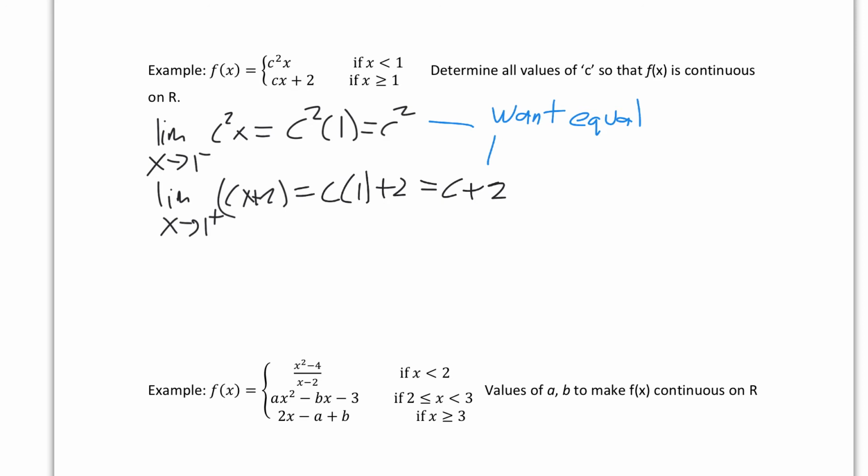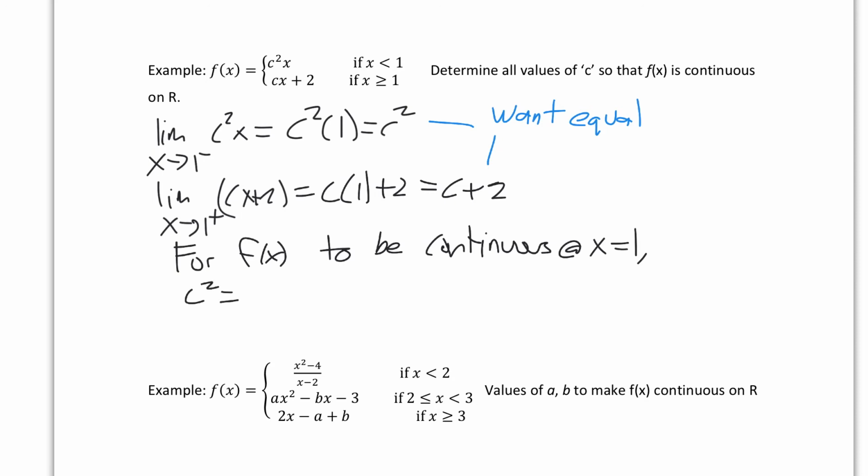Normally we would say these two are equal, the limit exists, and the function is continuous. In this case though, we can only say we want them to be equal. So what we're saying is, for f(x) to be continuous at x equals 1, we want these to be equal. And how do you set two things equal in math? We literally just make an equation. For f(x) to be continuous, we write c squared equals c plus 2.